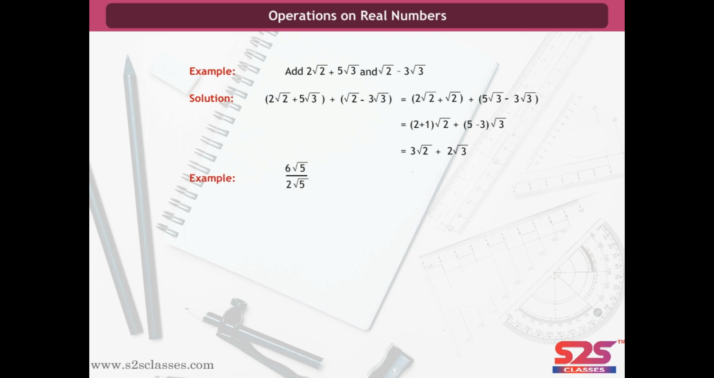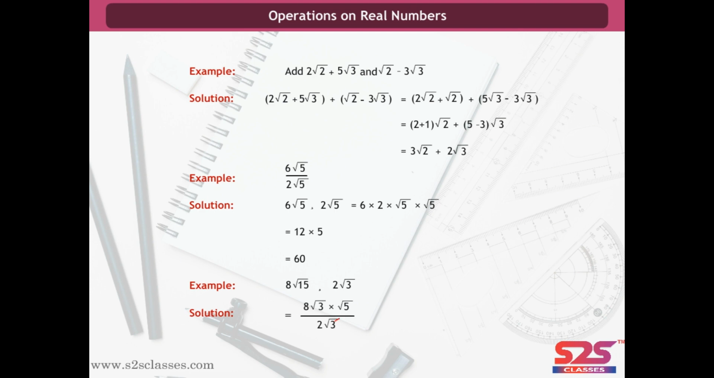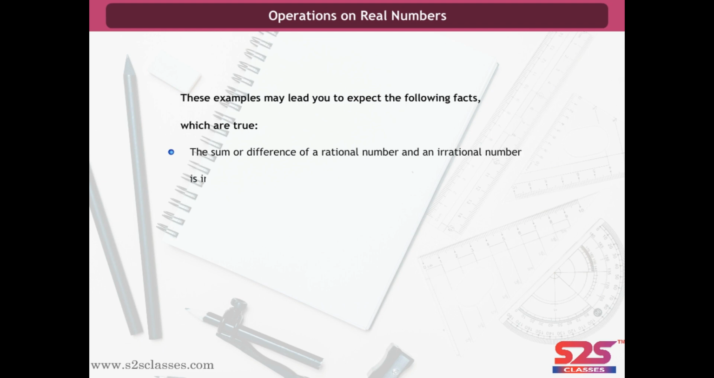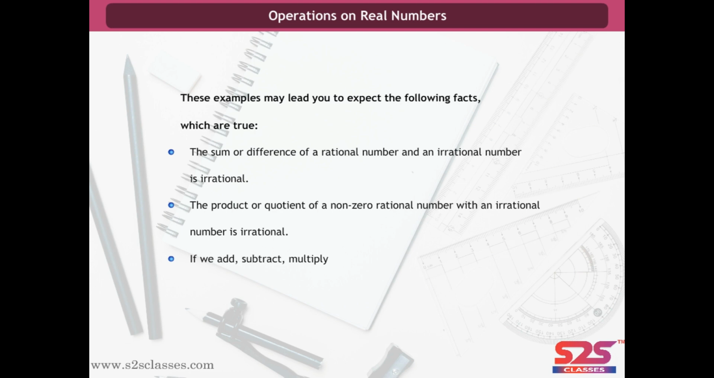Similarly, by solving 6 root 5 by 2 root 5, we get 3. And again, by solving 8 root 15 divided by 2 root 3, we get 4 root 5. Now these examples may lead you to expect the following facts, which are true. The sum or difference of a rational number and an irrational number is irrational. The product or quotient of a non-zero rational number with an irrational number is irrational. If we add, subtract, multiply or divide two irrationals, the result may be rational or irrational.